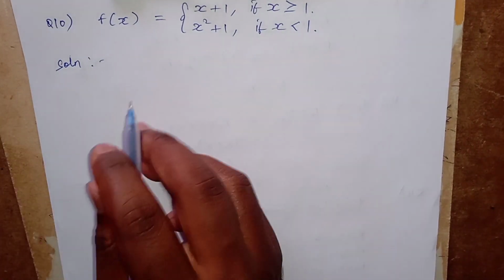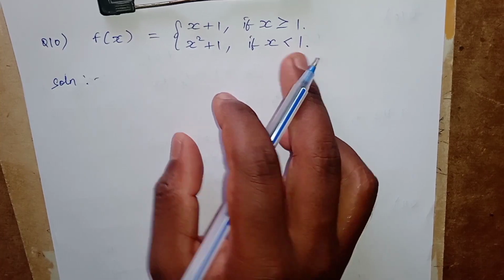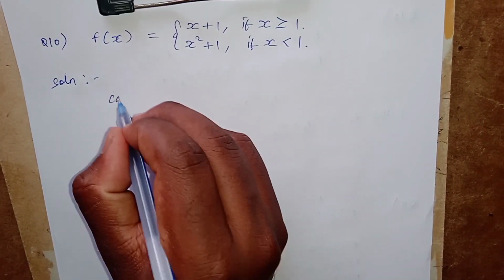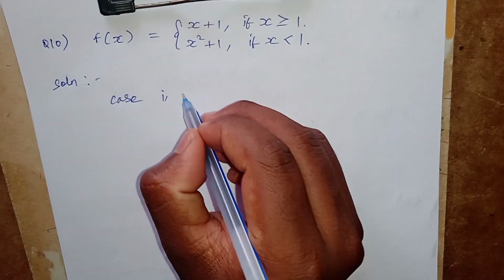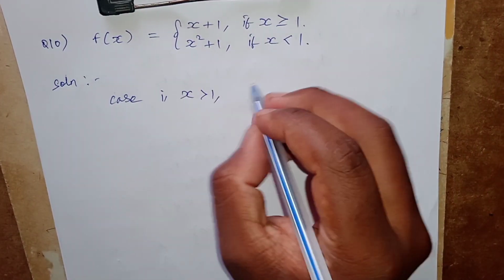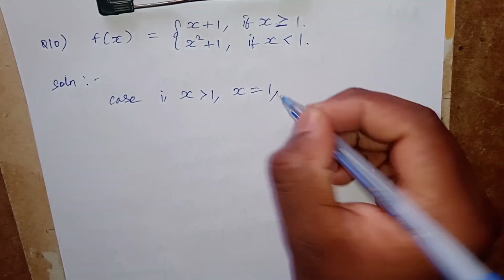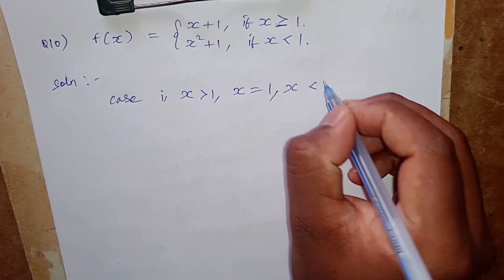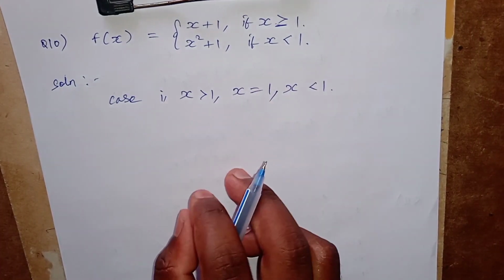Find all points of discontinuity. Here you have to find all points of discontinuity. Therefore, you have to take cases. Case number 1, x greater than 1. Next, at the point x is equal to 1. Next, x less than 1. Therefore, 3 cases.